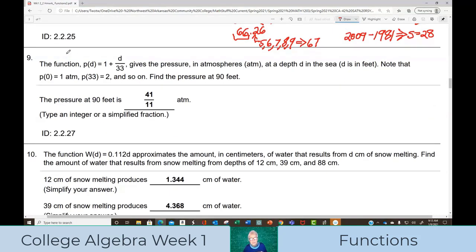Okay, people have all kinds of problems with this problem. Here we have a function P of D equals 1 plus D over 33, which gives the pressure in atmospheres, ATM, is just how it's measured. Pressure in atmospheres at a depth D in the sea, where D is in feet. So a little picture could help. We have a red sea there. Oh dear, maybe a red tide. And we're talking about the number of feet below the surface of the ocean. Pressure is measured in something called atmospheres. And this is the function that describes it.